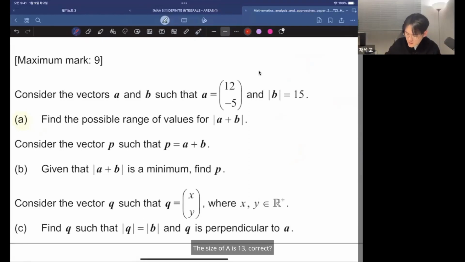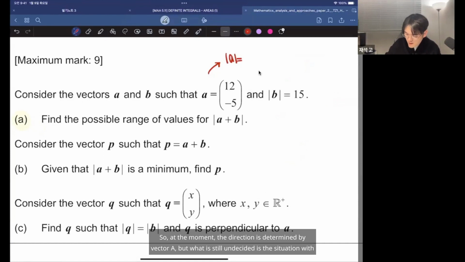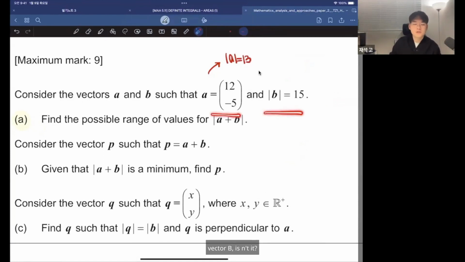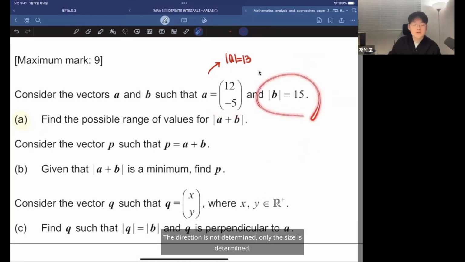The size of A is 13, correct? So at the moment, the direction is determined by vector A. But what is still undecided is the situation with vector B, isn't it? The direction is not determined, only the size is determined.